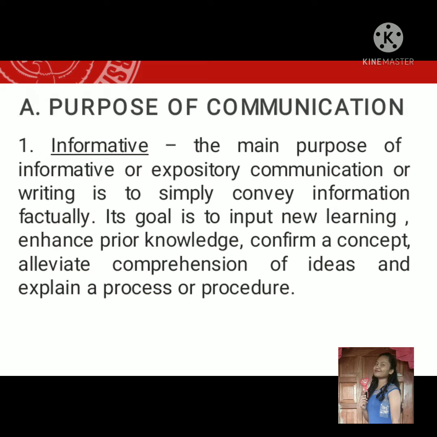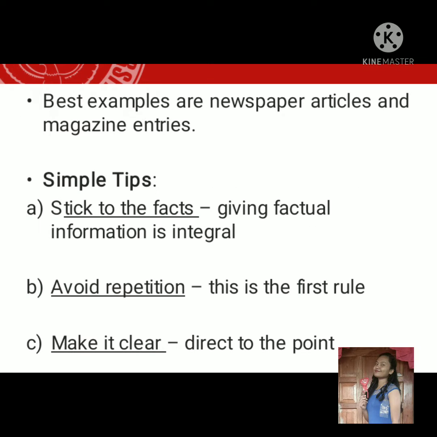You also have to answer the primary questions who, what, when, where, why, and how. In any informative discourse, you have to draw information from your prior knowledge and support it with facts from primary and secondary sources. In addition, you have to include facts, relevant examples, and important details in your work. Its best examples would be newspaper articles and magazine entries.